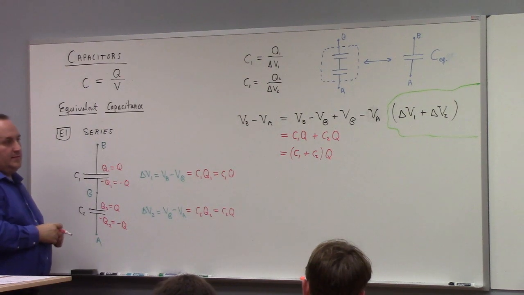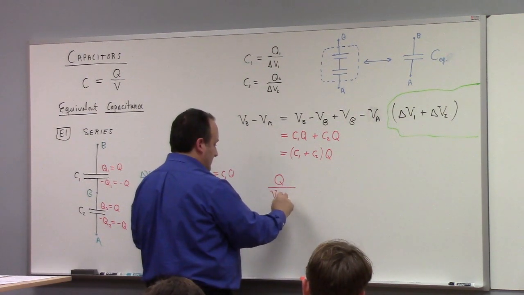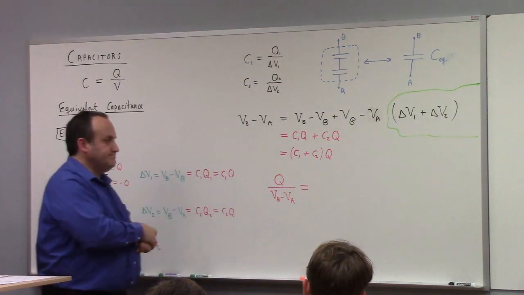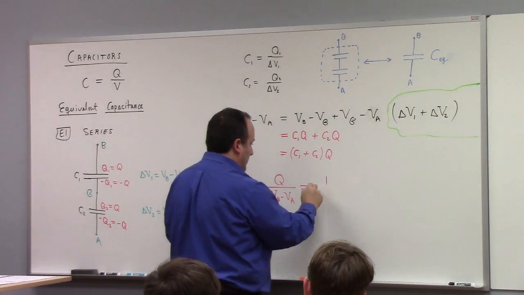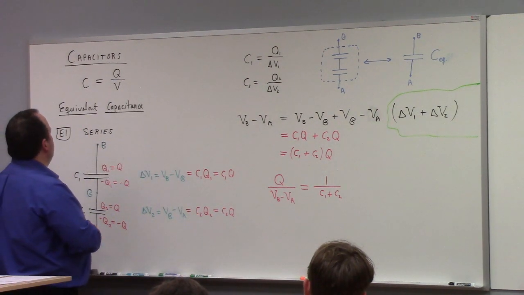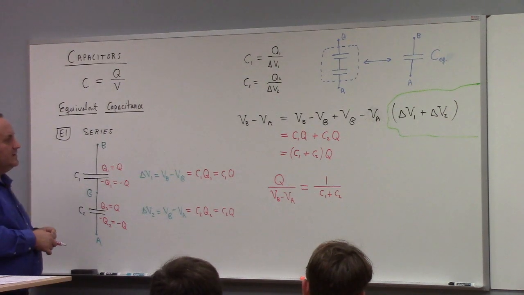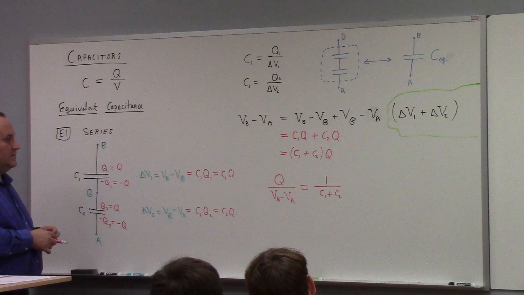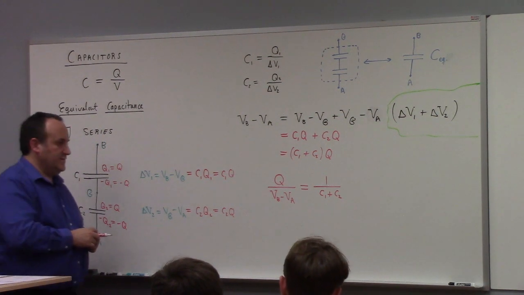All right. So let's solve for Q over VB minus VA, what do we get? Looks like we get 1 over C1 plus C2, right? Uh-oh. Have I done something wrong? Just a second. I don't trust myself. I'm sick. I did really stupid stuff yesterday, so watch out. I think that's right. Now this is supposed to be equal to what?